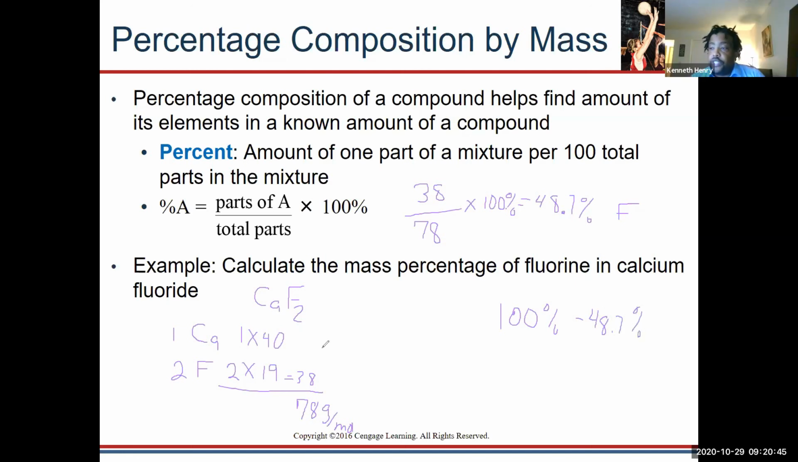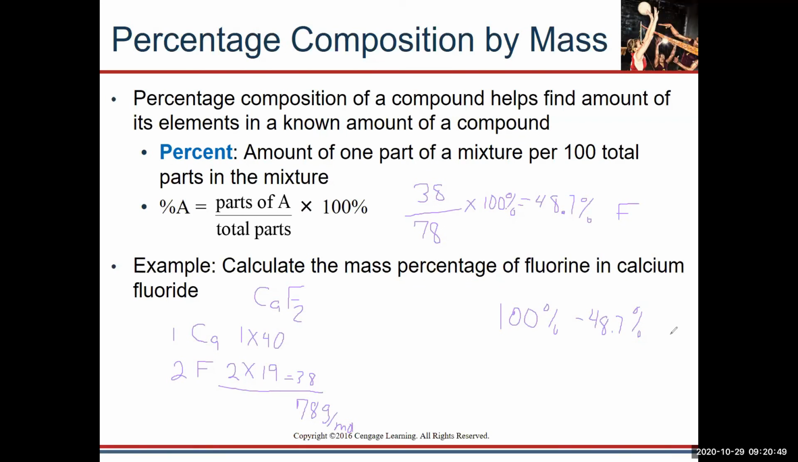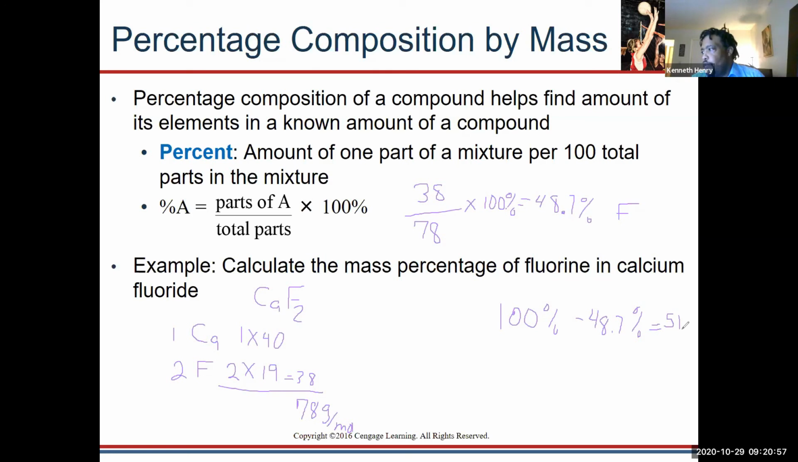Or you could actually do the same thing. You just put the 40 divided by the 78. And it should give you the same answer. Right? What is that? 51.3%. Yep. Piece of cake, not too hard.